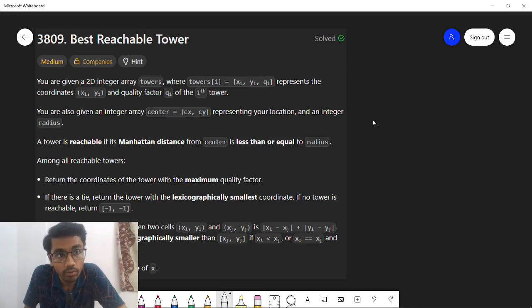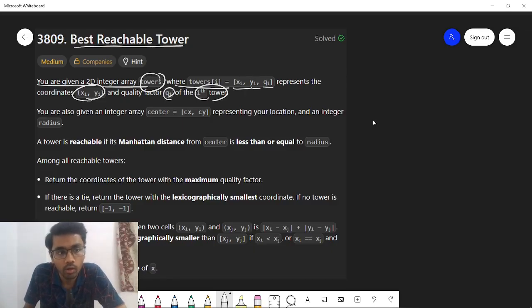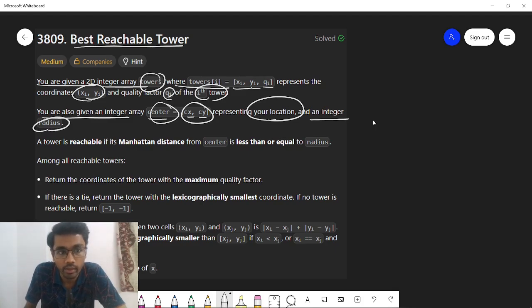So hello everyone, in this video we'll be solving another LeetCode problem and the problem name is best reachable tower. You are given a 2D integer array towers where towers of i is given as xi, yi and qi, which represents the x coordinate, the y coordinate and quality factor qi of the ith tower. Now you are also given an integer array center which represents the x and y coordinates of the center point, which is actually your location, and also you are given an integer radius.